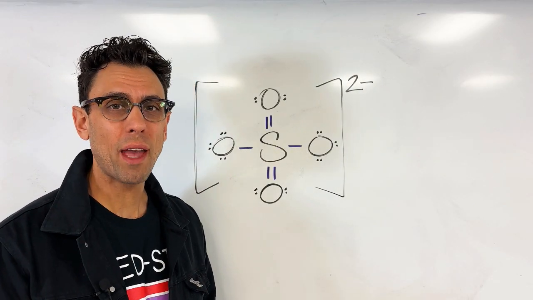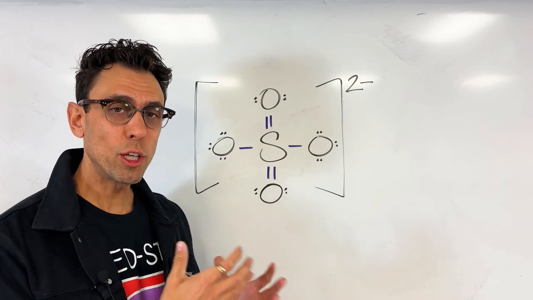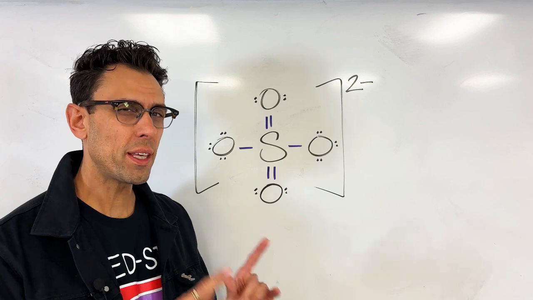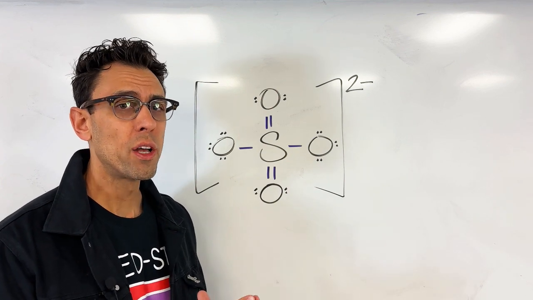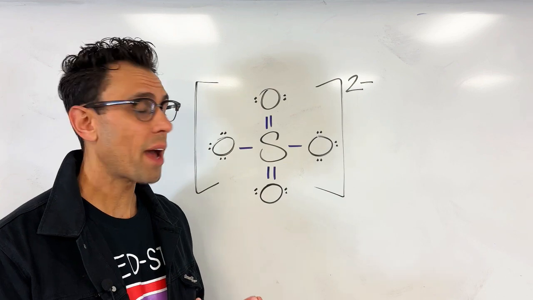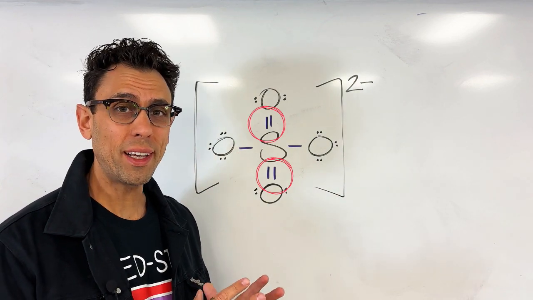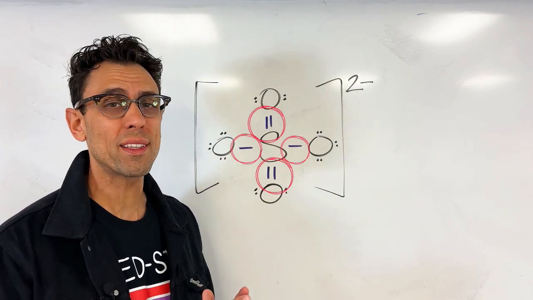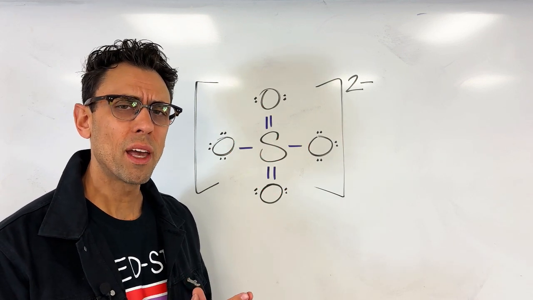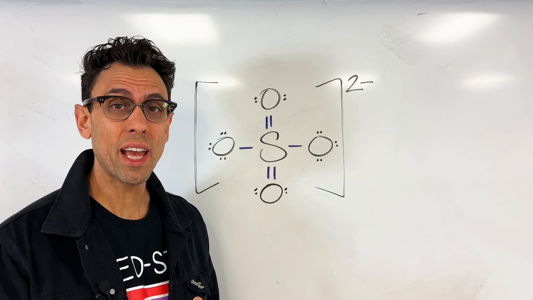This is an expanded octet. In the Lewis structure for sulfate, the polyatomic ion, we see the central atom, sulfur, surrounded by 12 valence electrons. We've got 4 valence electrons in each double bond and 2 valence electrons in each single bond. So why is this okay? We are far exceeding the octet rule.